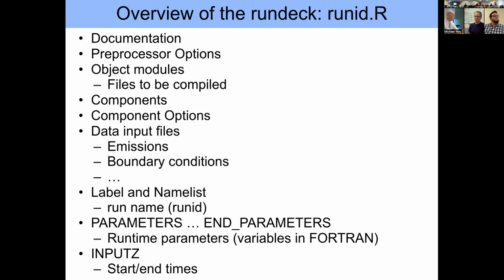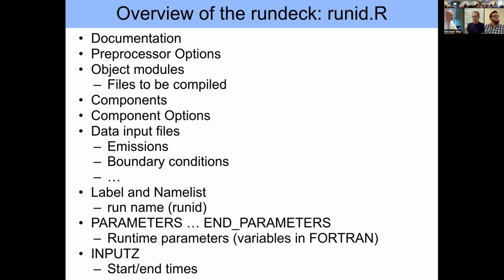Then we have the components and the components options, which are the additional files to be compiled that live in subdirectories of the model code. In that case, you do not have to list them one by one. You just need to list the components and that's it. And every component has its own makefile.